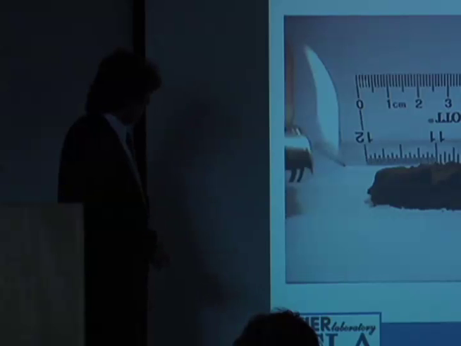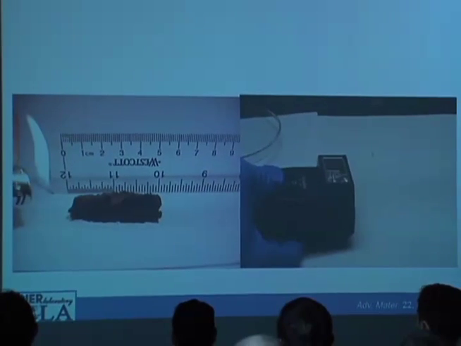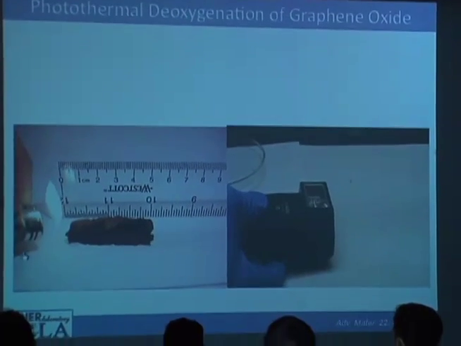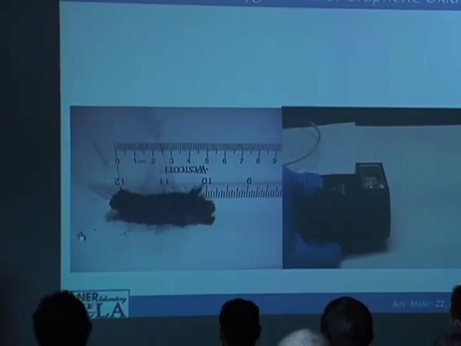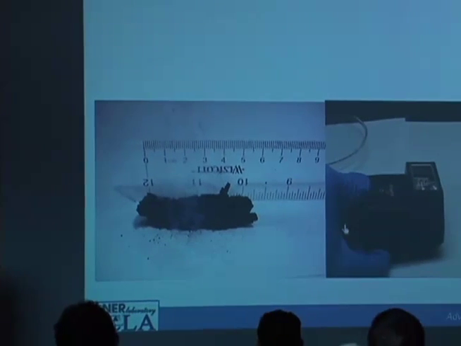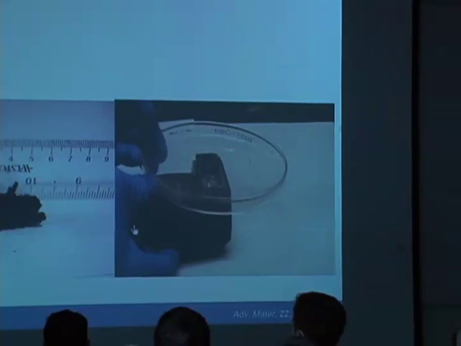But I want to show you what happens. And so before I show you how to control this reaction, I'm just going to light graphite oxide on fire, just an ordinary lighter. It's kind of fun. If I can find the pointer. Now, I'm going to expose it to a camera flash. So this is graphite oxide paper.